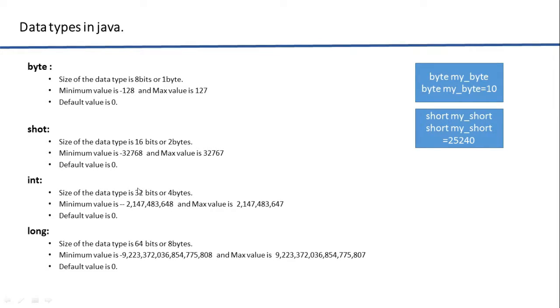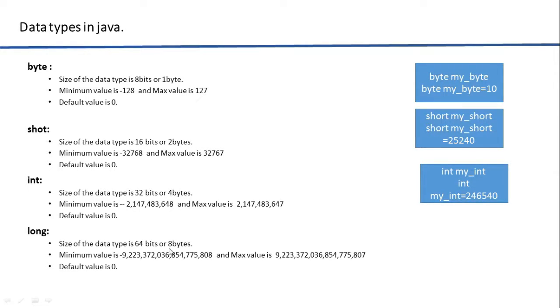The third data type that we can use to represent integer values is int. The size of this data type is 4 bytes. This is the minimum value that we can store inside this data type, and this is the maximum value. This is how we can declare int data type, and this is how we can assign values to this integer data type. The last data type that is used to represent integer numbers is long.